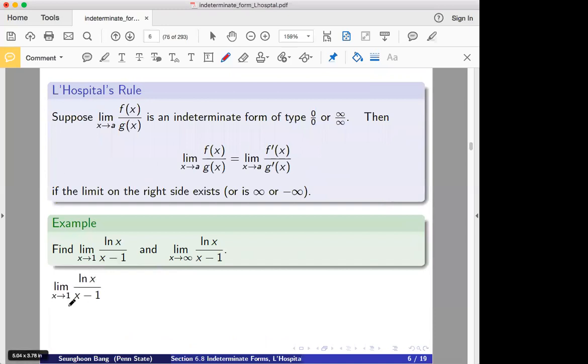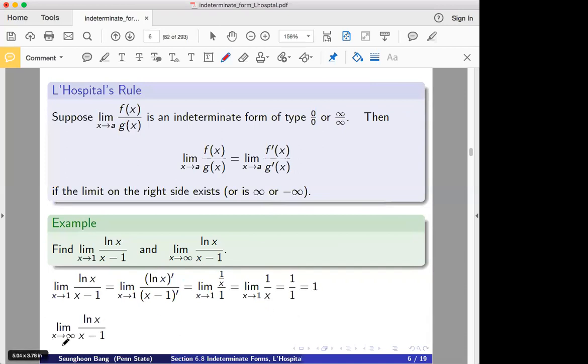So the first one. Plug 1 into the top and the bottom. This is exactly ln of 1 over 1 minus 1, which is a 0 over 0 form. I want to use L'Hopital's rule. So take the derivative of the top and the bottom. What is the derivative of ln of x? Do you remember? Could you write your answer on the chat board? Oh, thanks a lot, guys. It is 1 over x, and the derivative of x minus 1 is 1. This is the same as the limit of 1 over x. You plug 1 into x, so 1 over 1, and the answer is 1.